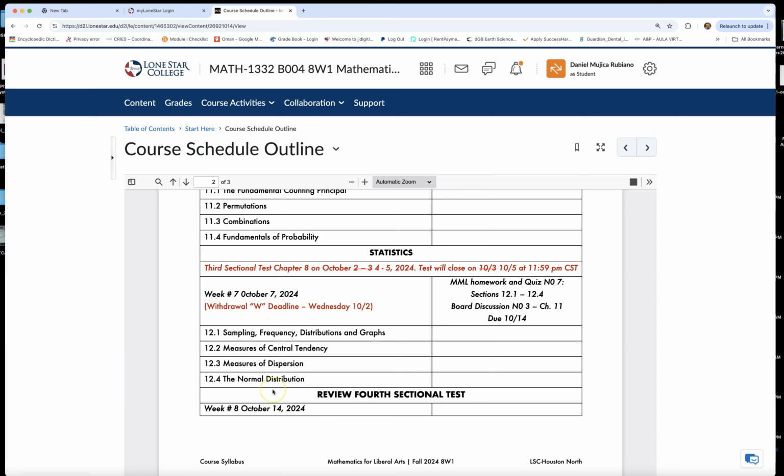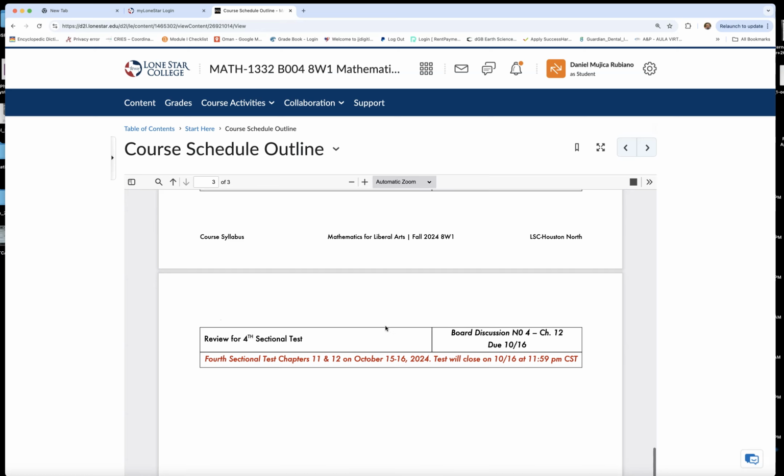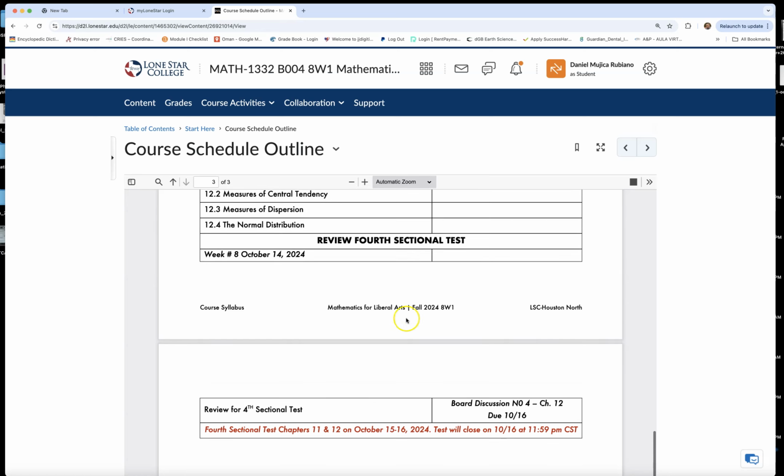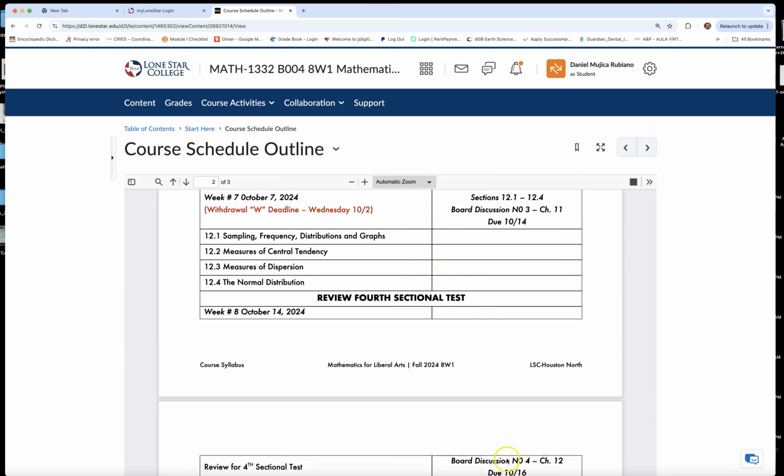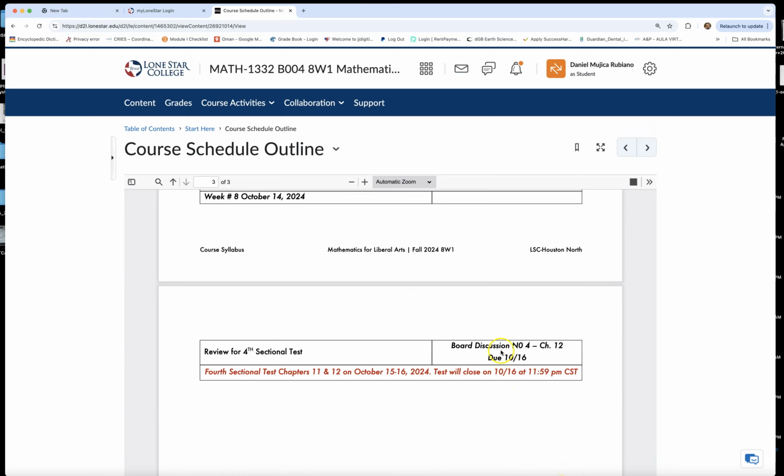Once we finish this week, nothing else is pending. Of course, I'm going to assign later today the board discussion number 3 about chapter 11. And for next week, I'm probably going to give you another board discussion, which is going to be the last one, about chapter 12. And finally, the activity that we're going to have is just to review and get prepared for the 4th sectional test, which covers chapters 11 and 12.